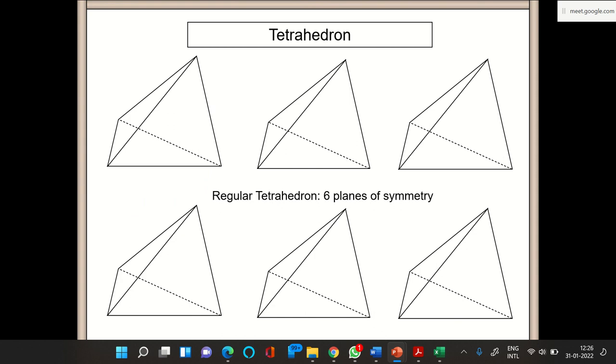Now coming to the higher order, so this is a tetrahedron. Why is it called a tetrahedron? Hedron means face. You have four faces, that's why it's called tetrahedron. Octahedron has eight faces, that's why it is called octa.